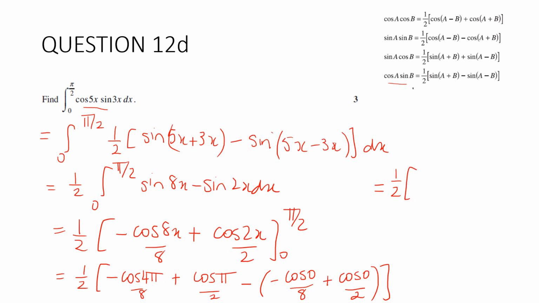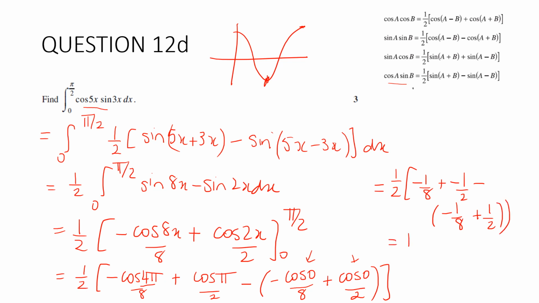What's cos 4 pi? I'm just going to do a quick sketch. That's equal to 1. So negative 1/8 plus cos pi, here it's negative 1, minus, come up to here, negative 1/8, and then here is a half, equals a half. Probably should do it straight on my calculator, I can't be bothered. Negative 1/8 plus an eighth, it's gone. Negative a half, take away a half is negative 1. Answer is negative a half.